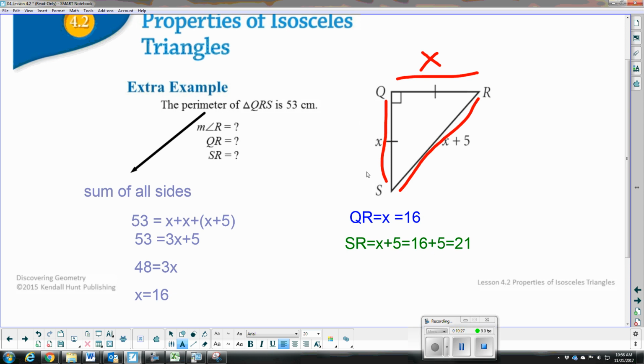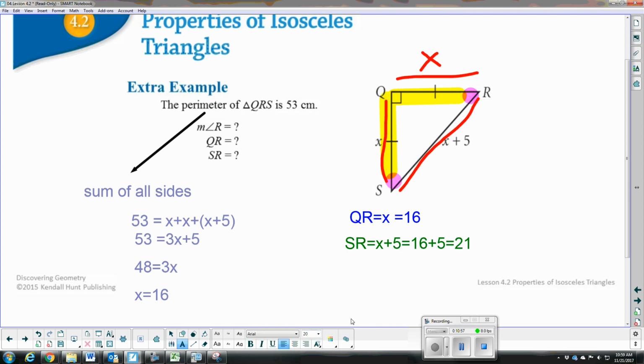Now looking for angle R, since we know that QS and QR are congruent, those are our legs. So then angle S and angle R, those are our base angles. And we have an isosceles triangle because these two sides are congruent, so we also know that base angles are congruent.